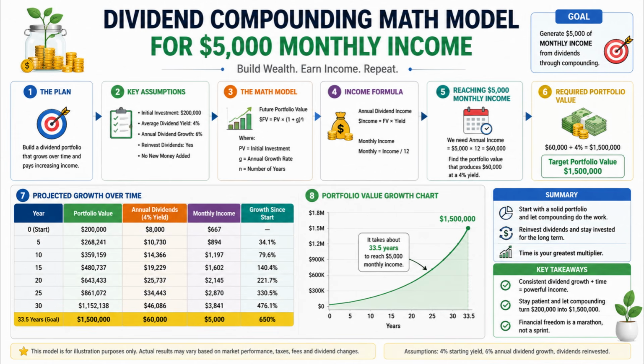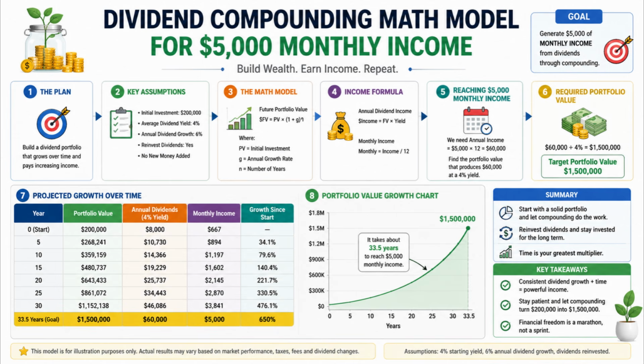We will assume an average dividend yield of 4%, annual growth of 6%, full reinvestment of all dividends, and no additional money added to the portfolio. These assumptions are used only to show how long-term compounding may work in a simplified example. Next, the future value of the portfolio is calculated by multiplying the present portfolio value by 1 plus the annual growth rate, raised to the number of years invested.